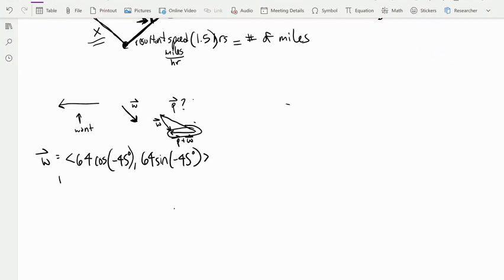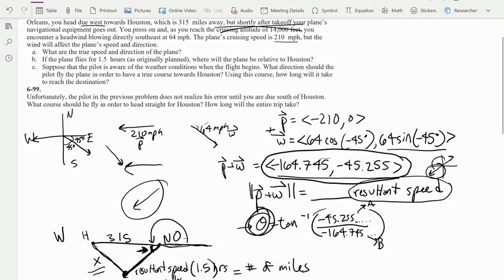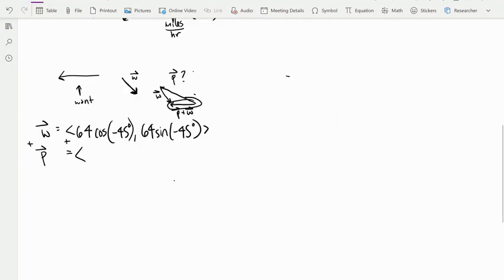And then we need to add that to the plane's vector. And the plane's vector, I don't know what the magnitude is. Oh, wait, yes, I do. Is it changing speed? Okay, so we're not changing speed. We're just changing direction. So it is still 210. But we don't know what theta should be. And then 210 sine theta, same theta.